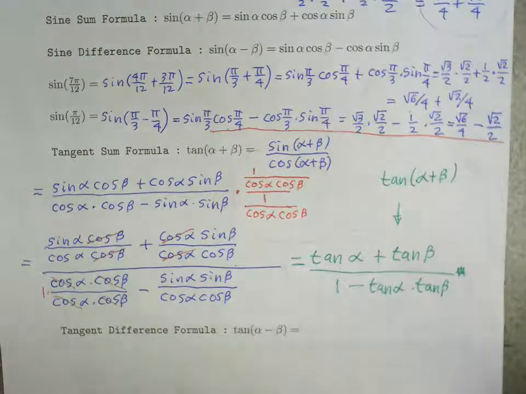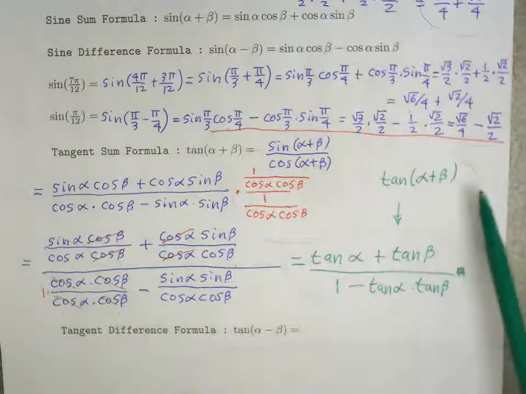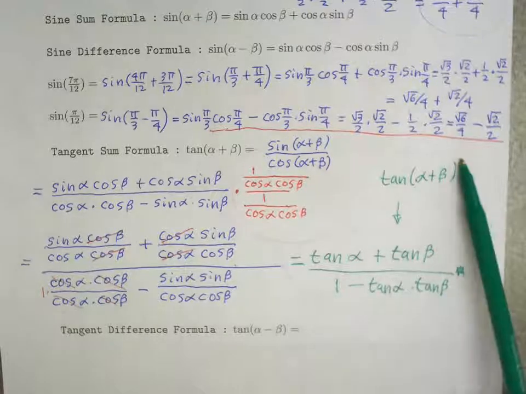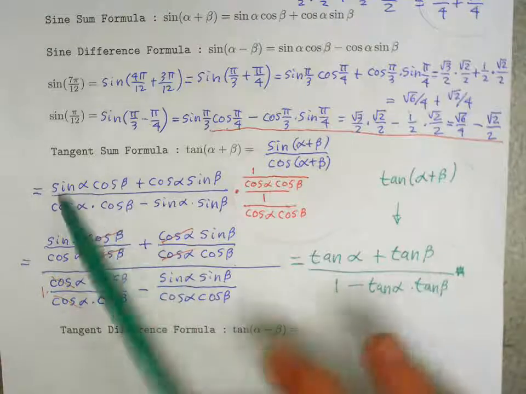At the very least, you should know the sum and difference formulas for both cosine and sine. And if you remember those, you can always derive the sum formula for tangent if you have to by going through this process.